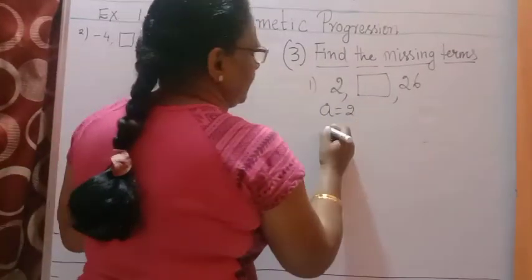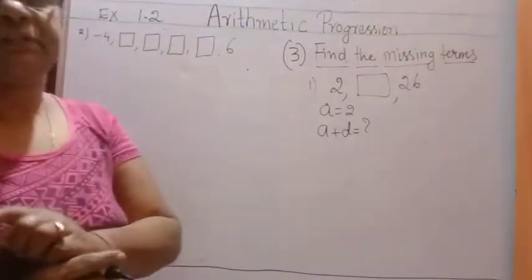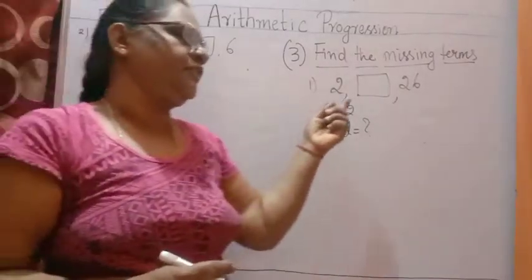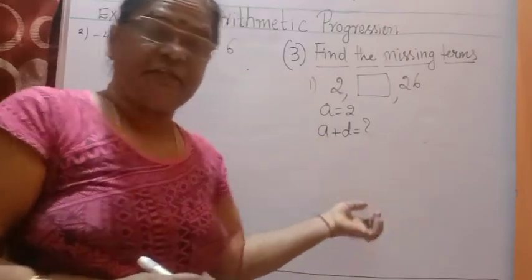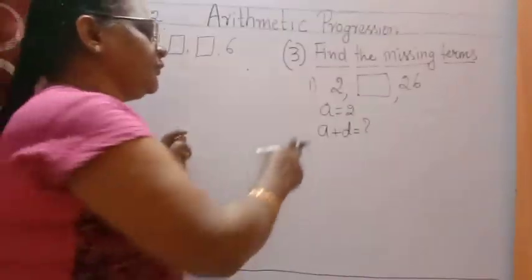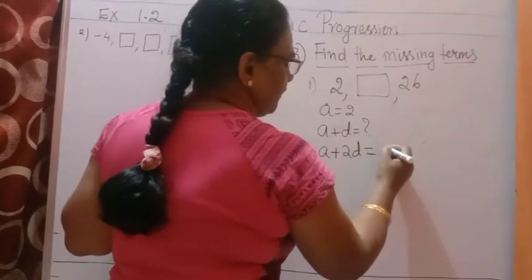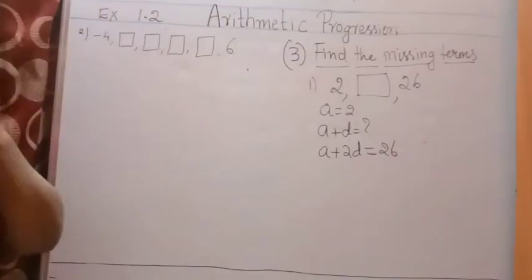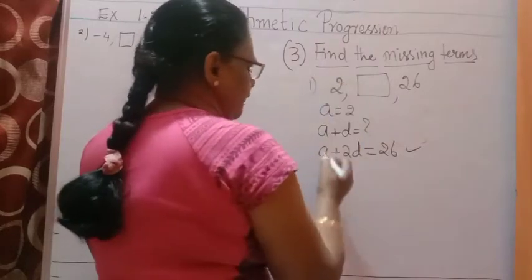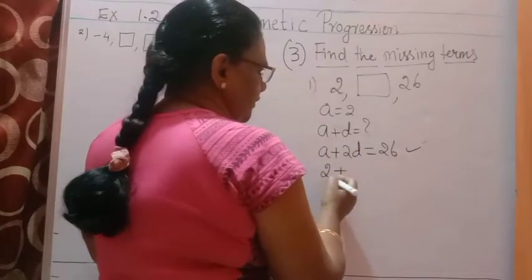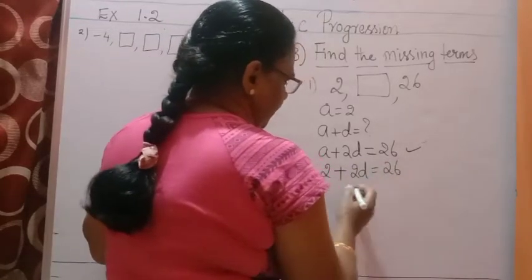A is given. The second term we don't know, it is A plus D. You know the terms of the AP, is it not? The first term is A, the second term is A plus D, the third term is A plus 2D, A plus 3D, A plus 4D, and so on. The third term A plus 2D is given as 26. So A plus 2D is equal to 26. You know the value of A, so put A is equal to 2. 2 plus 2D is equal to 26.